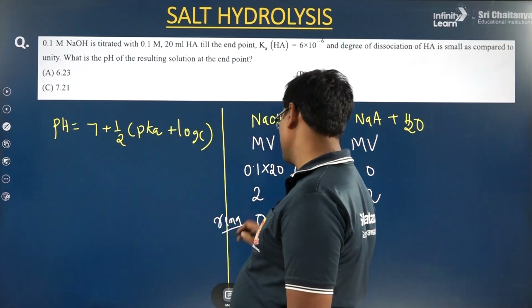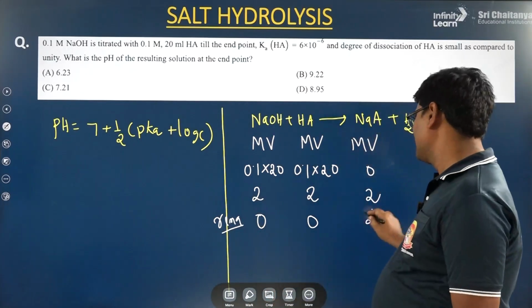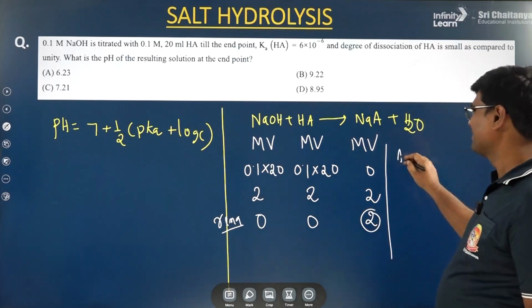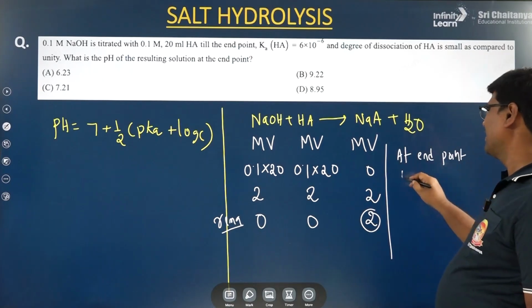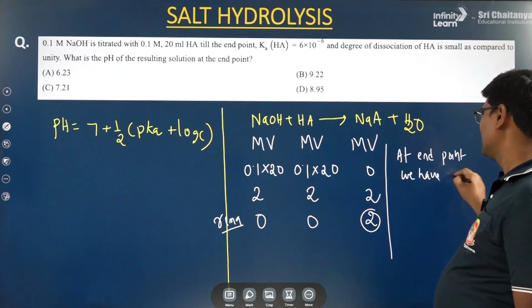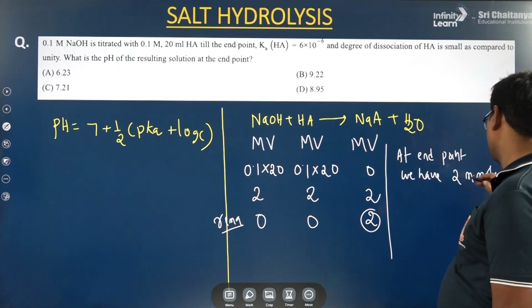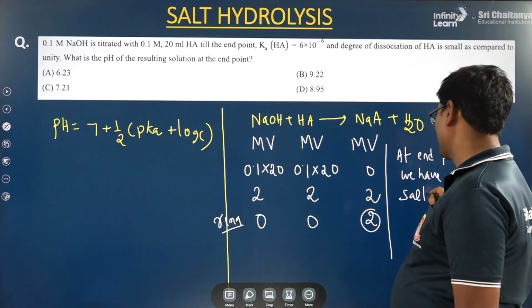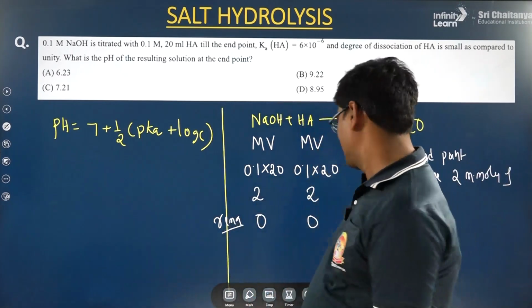Mixture contained 0, 0, because complete neutralization takes place at the end point, and this is 2. That means at the end point we have 2 millimoles of salt. I hope we are clear with this. 2 millimoles of salt we have. Now, what is the salt concentration?